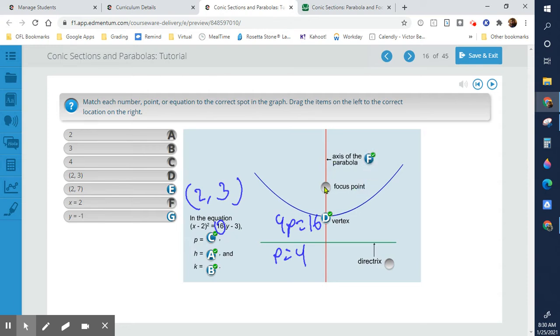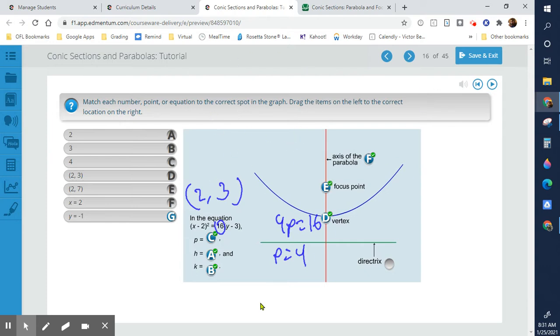And make sure you do this. I was about to stuff it on the focus. The focus point, there's a reason why they call it a point. It's a point. So what we're going to do here is, since this is a vertical parabola facing up, that means the focus point is, we're adding p to the vertex. So in that case, it's 7. And we're going to have the same x value. So this is 2 comma 7.